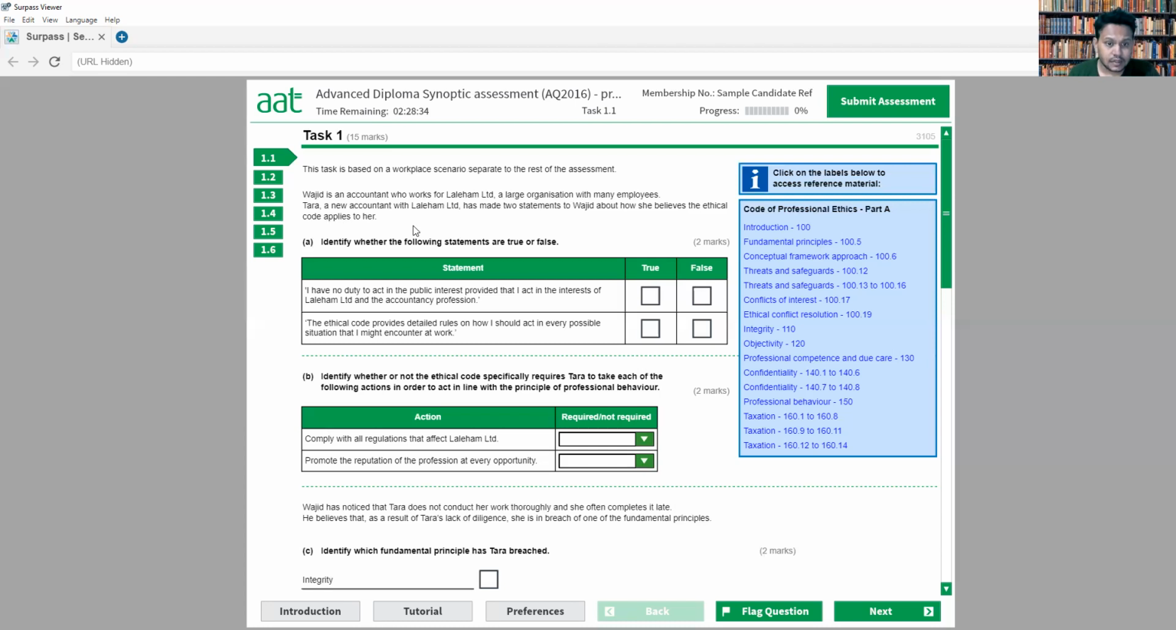Tara, a new accountant with Leham Limited, has made a statement about how she believes the ethical code applies to her. Now remember that ethical codes are not rules, they're a guideline. So you have to behave this way, that way. It's not like a rule, it's not like an act, it's not something made by the parliament.